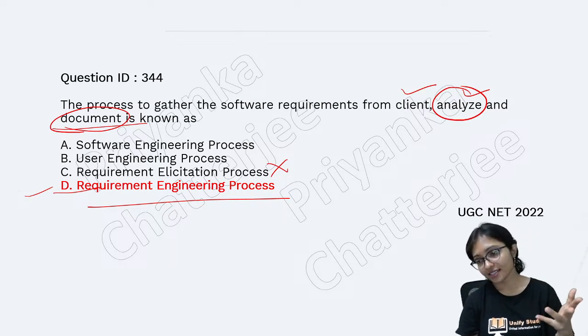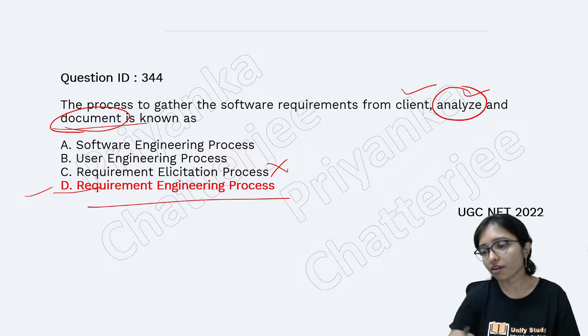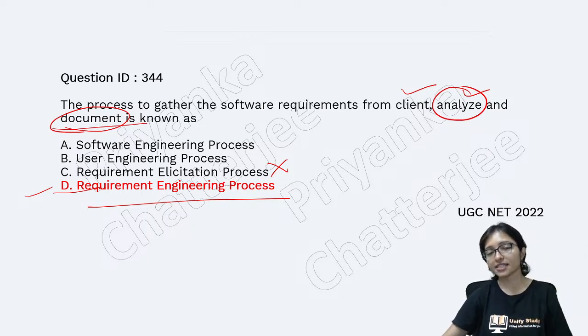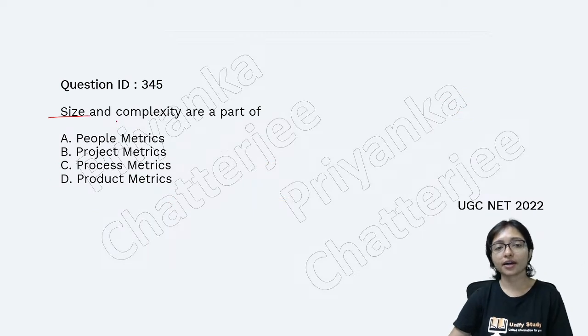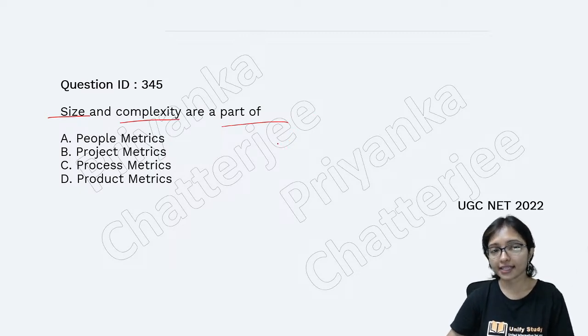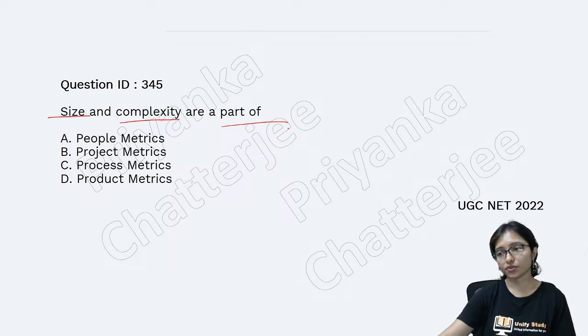Okay, here I can see only Bhavani, Saroja, Sumana correct. Those who are telling C, they are wrong. Here you can see size and complexity is the part of.